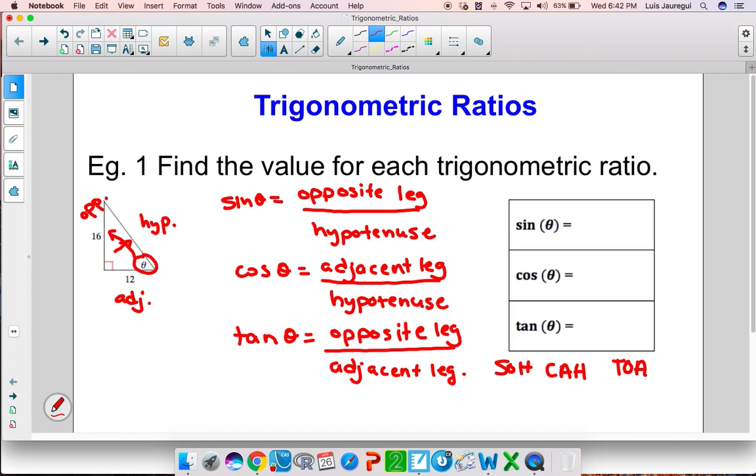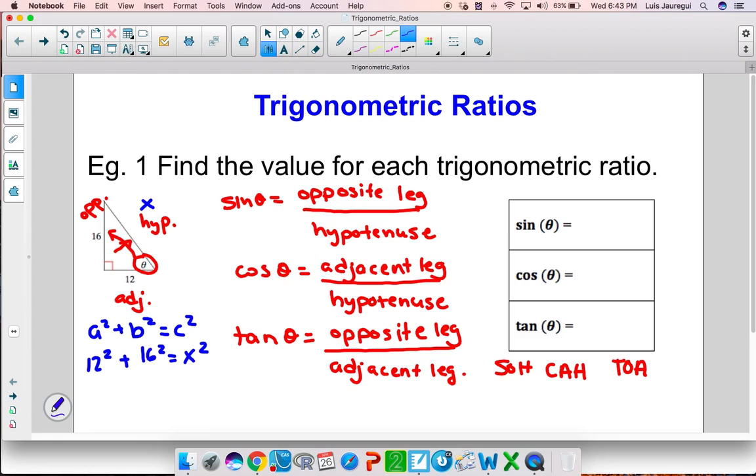Now it will be good if we can come up with the value for the length of the hypotenuse. Since we're dealing with a right triangle, we can use the Pythagorean Theorem. So we would have a squared plus b squared is equal to c squared. Now c is always the length of your hypotenuse, so let me call it x for now. Here we'll have 12 squared plus 16 squared is equal to x squared.